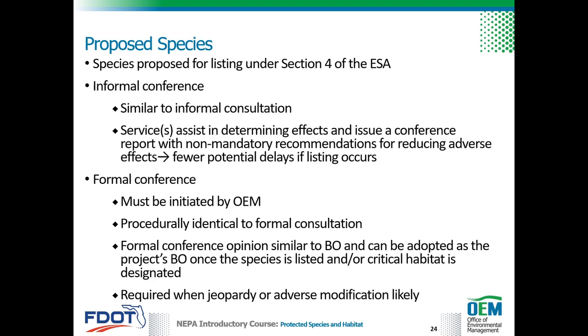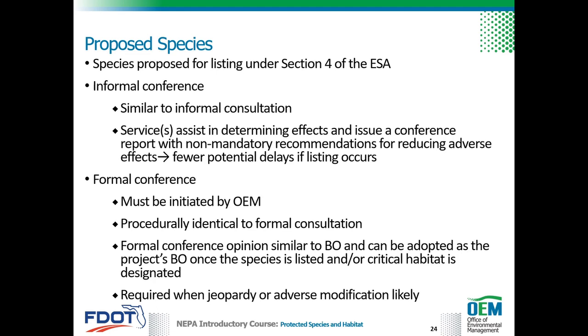Informal conference is an early interagency coordination, similar to informal consultation, where the services assist in determining effects and may advise on ways to avoid and minimize adverse effects to proposed species or critical habitat. Following informal conference, the services issue a conference report containing recommendations for reducing adverse effects. These recommendations are advisory until a listing becomes effective, but following the recommendations helps avoid future conflicts and the need to reinitiate a consultation once the species is listed or critical habitat is designated.